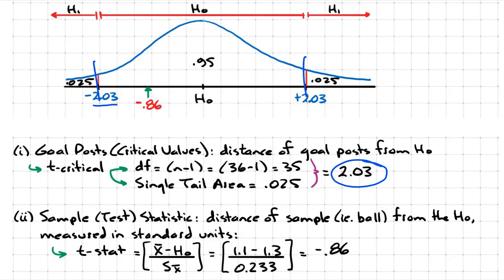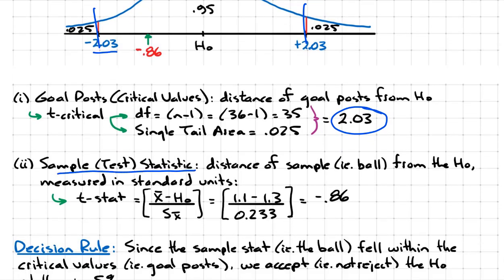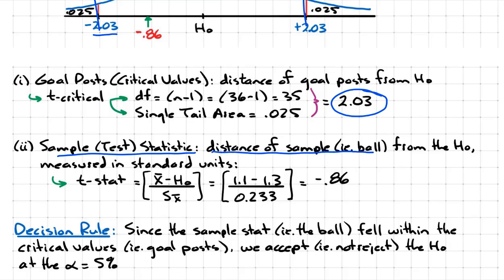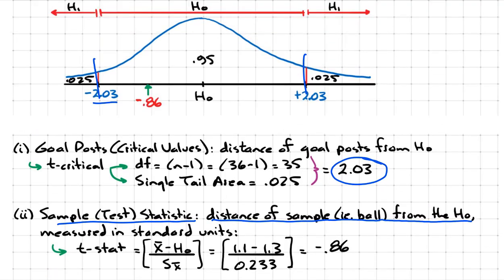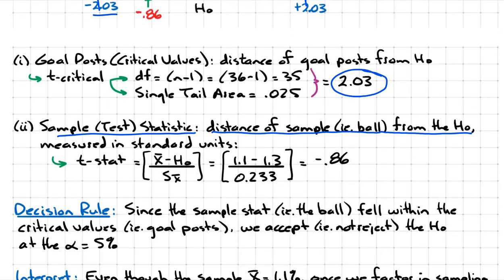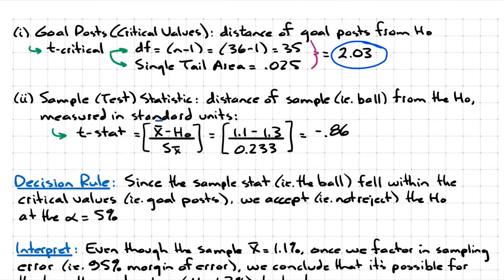So what's the next thing? Well, let's see where the ball went in, and that would be your sample statistic, and that's the distance of the sample or the ball from the null. So again, do you see how everything is measured from the null? First of all, the goalposts are measured from the null, but similarly with the sample, we want to know how far the sample deviated from the null. And that's exactly what a sample or test statistic is. It's right here. Here's the sample. How far did it deviate from the null? But the thing is, we measure in units of standard error.